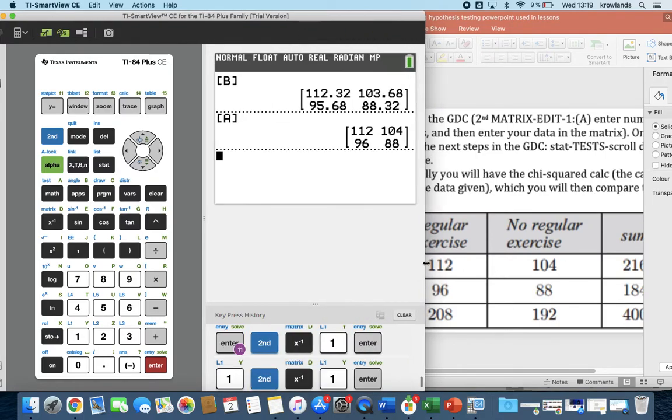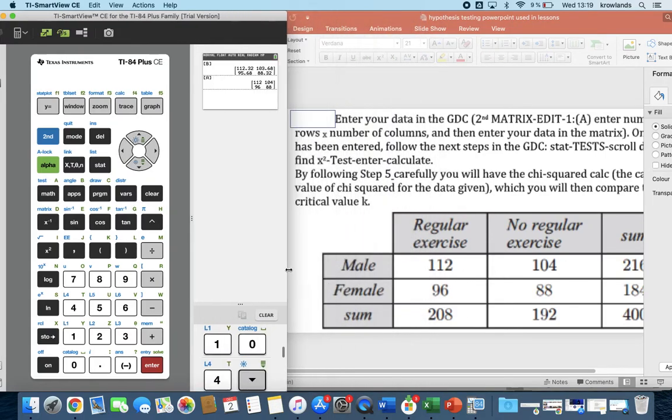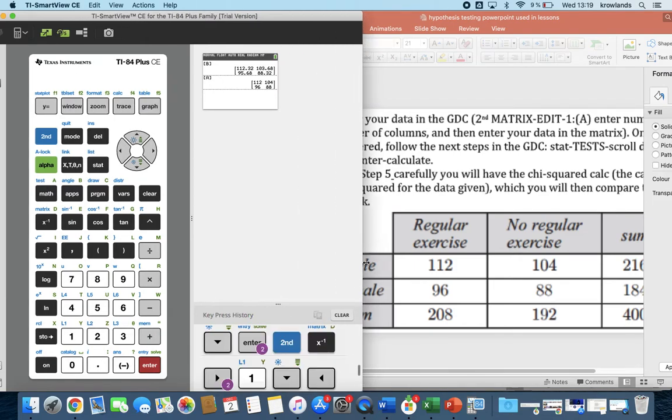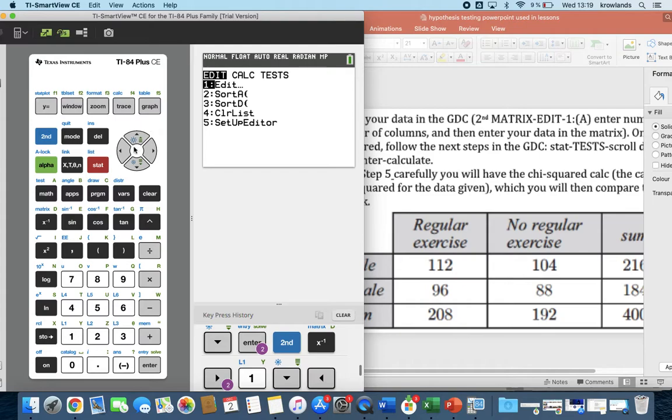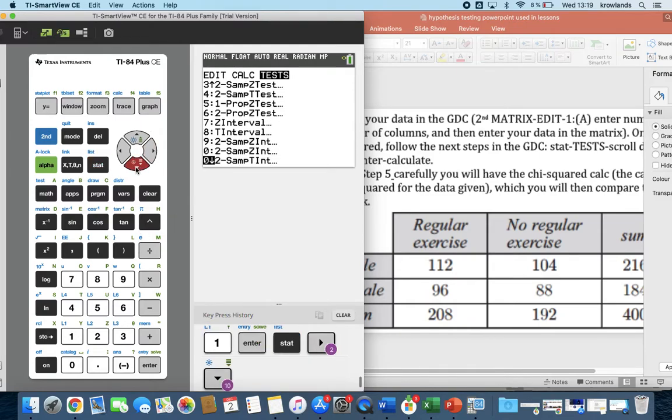But what we want to actually do is work out what the expected table is going to be. So this is our observed table, but how do we work out the expected table? With this one, we have to go into stats. We're going to go across to tests. Today we're doing t-tests, so you need to go right to the bottom.